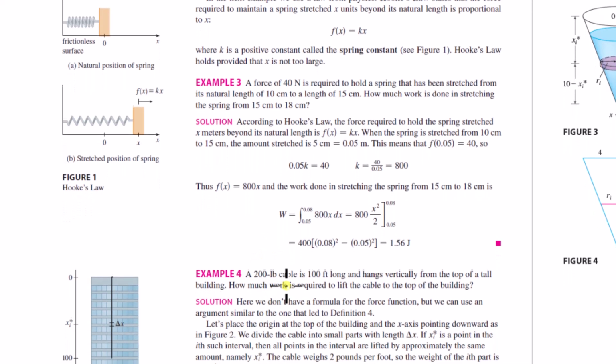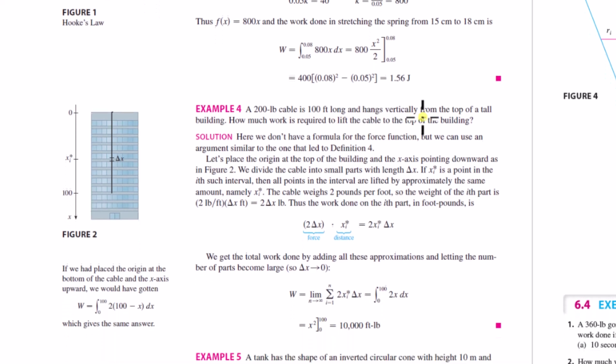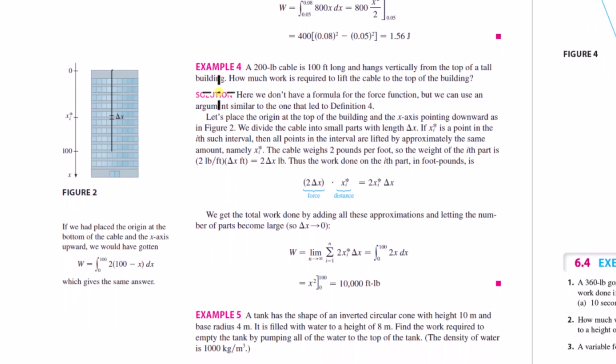Okay, a 200-pound cable is 100 feet long and hangs vertically from the top of a tall building. How much work is required to lift the cable to the top of the building? This is a good example of how integration is used in certain situations. You can always look at a problem and think, I could potentially integrate this. What I mean by that is I could potentially do an infinite sum on this. So let's take a look at this in detail.